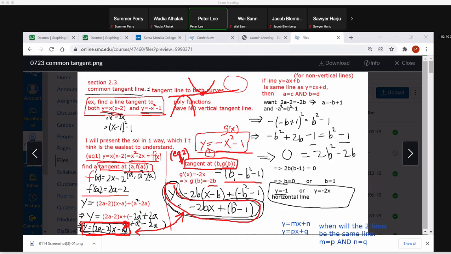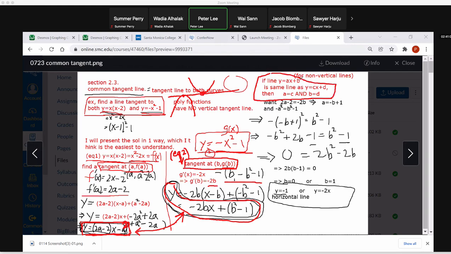Okay, so now in this case, in order for these to be the same line, actually I wrote it down right here. I wrote the same thing again, so I can erase all this. What did I write here? It says: if the line y equals ax plus b is the same line as y equals cx plus d, then what? Then a equals c and b equals d. So that's the general principle.